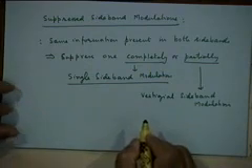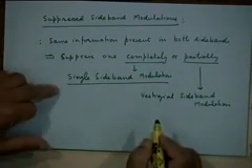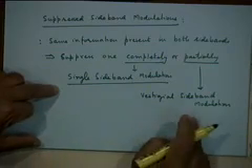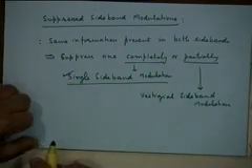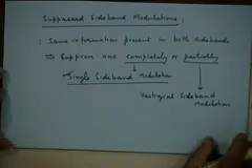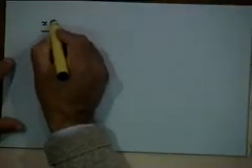Okay, so there can be two kinds of suppressed sideband modulations: the single sideband modulation or the vestigial sideband modulation, right? So we'll first discuss the single sideband modulation. Now, in the single sideband modulation, as the name implies, what you have to do is first generate.